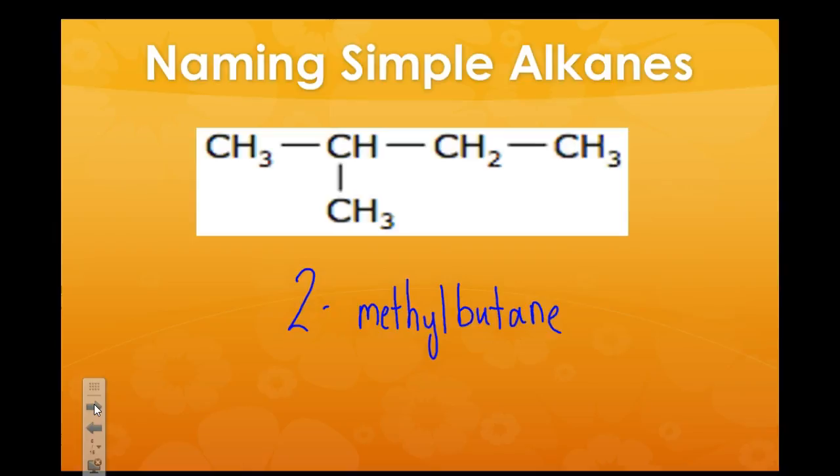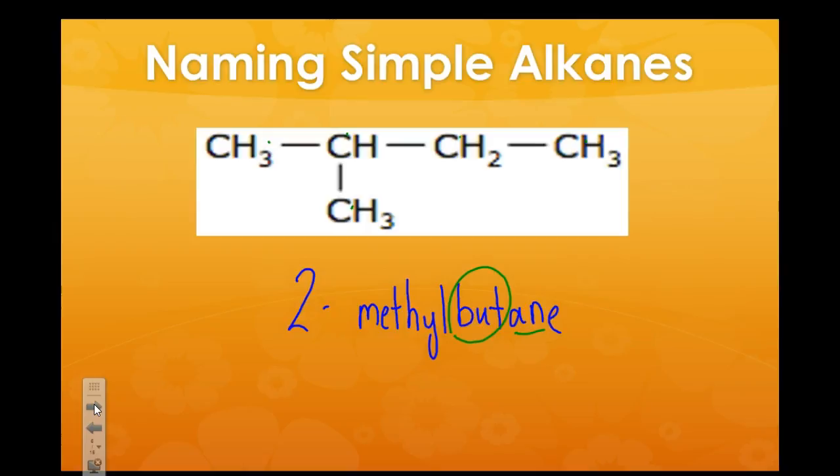Okay. If I number the longest chain possible of carbons, I got 4 carbons, right? I can go 1, 2, 3, 4, or I can go backwards, 1, 2, 3, 4, but the longest chain is 4 carbons. That is how I get the word but. Are there any double bonds within that chain? No. That's how I get ane.